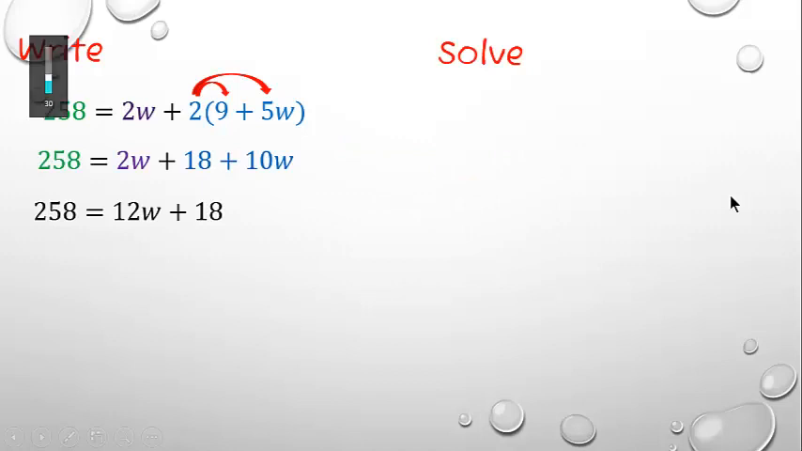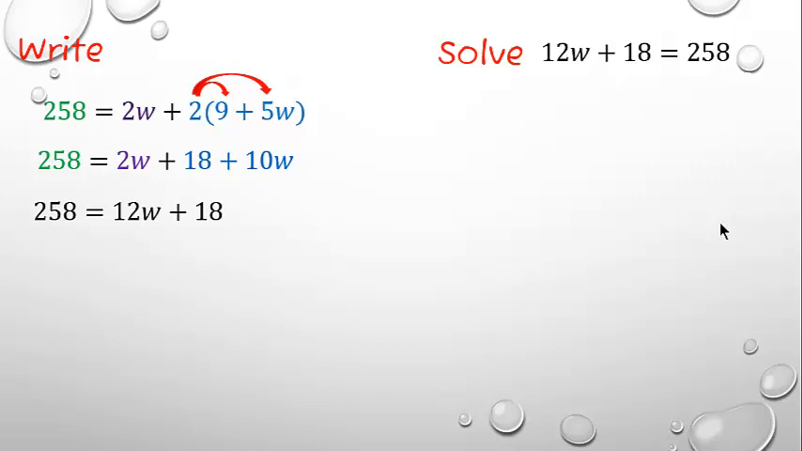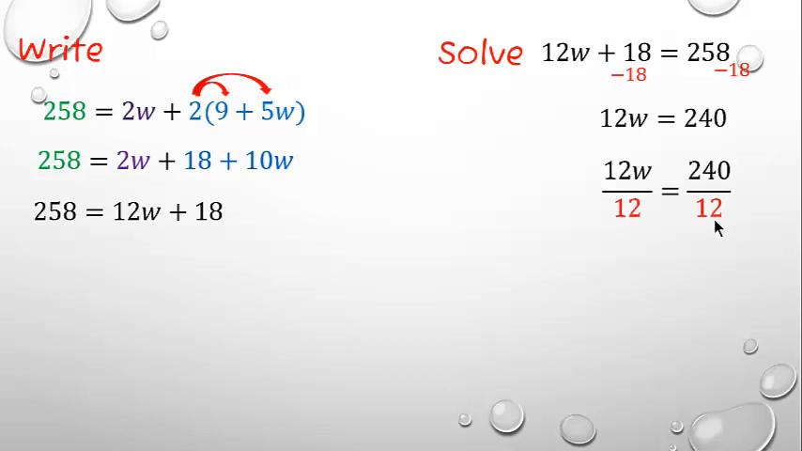We're going to solve the question now. So I've changed it around to 12w plus 18 equals 258. Doesn't matter which way you go, but I want the w on the left-hand side, as we normally do. Okay, getting rid of the 18, we're going to subtract 18 from both sides, and I end up with 12w equals 240. Dividing by 12 on both sides, I end up with w equals 20.